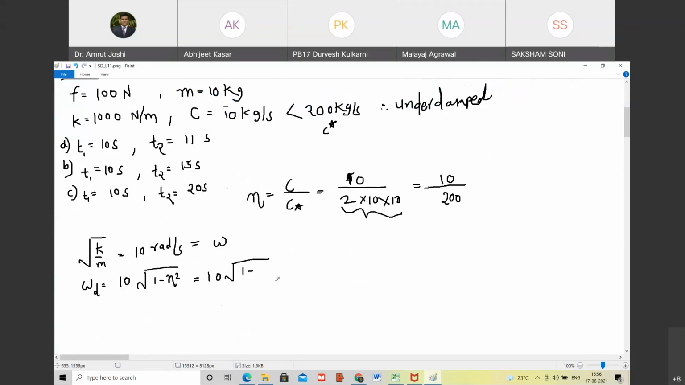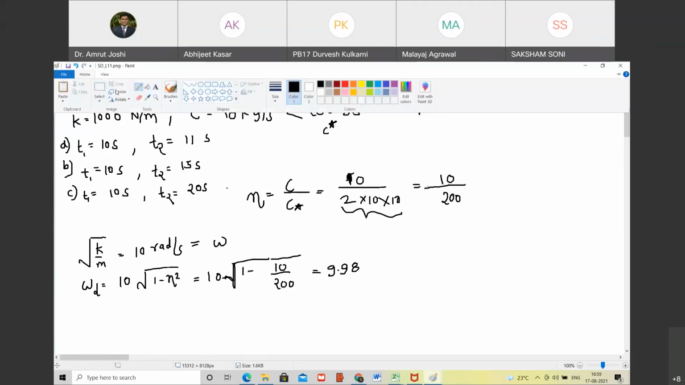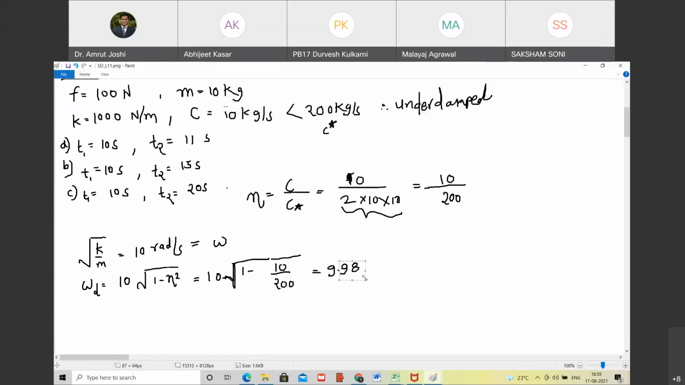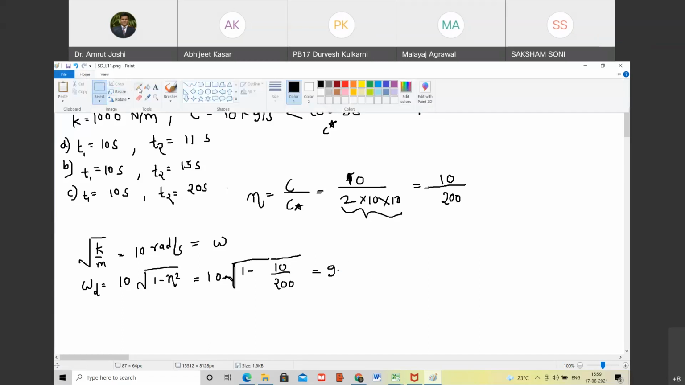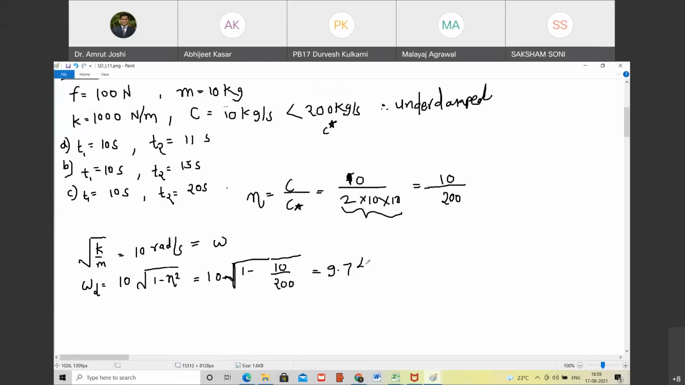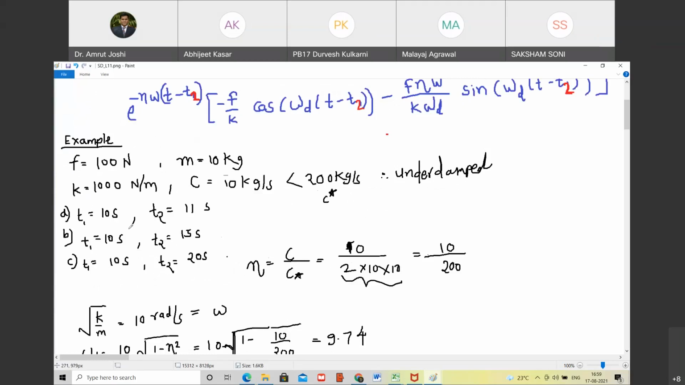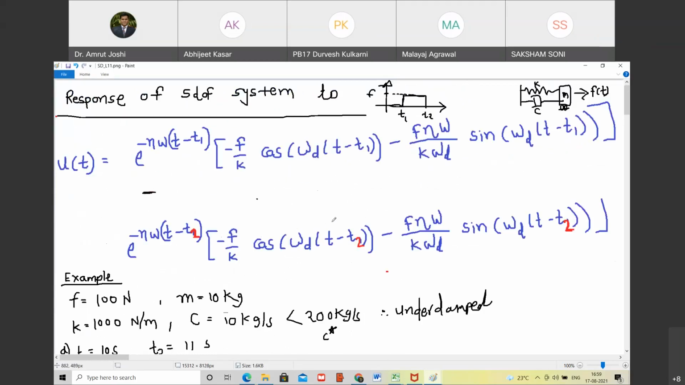And then the damped natural frequency becomes 10 into square root of 1 minus 10 divided by 200. So can someone tell me what is this value? Please calculate and let me know in the recording. 9.74. Not 9.98, it is 9.74. Fine. So we have got the value of omega d. We have got the value of eta. What else is required for this solution? Nothing. So we have everything in place.